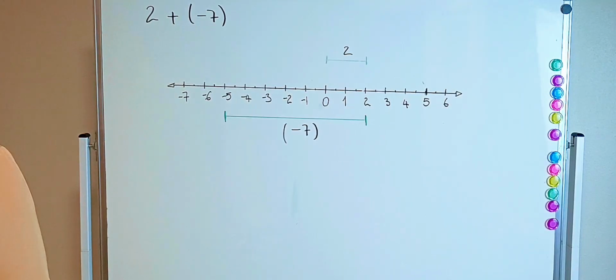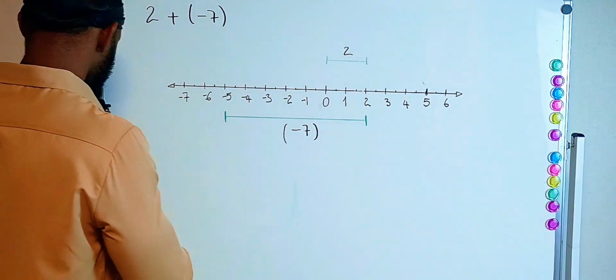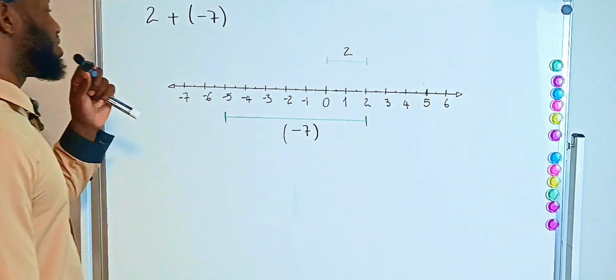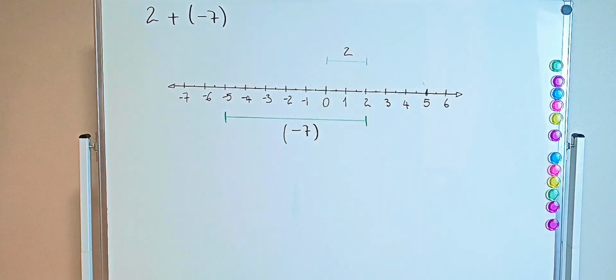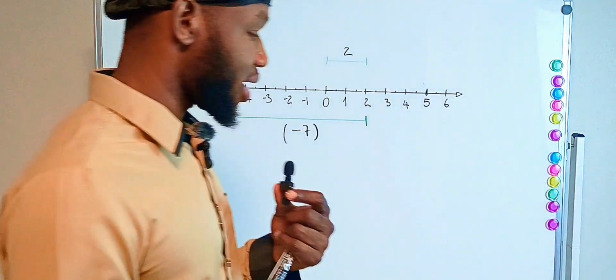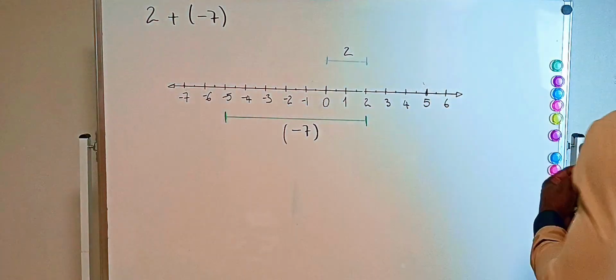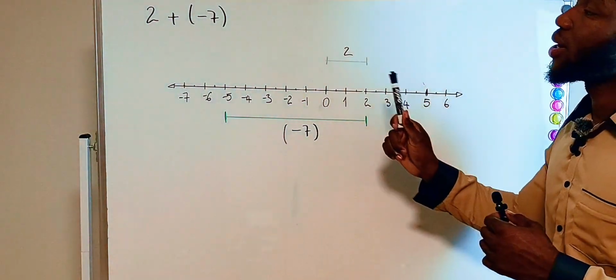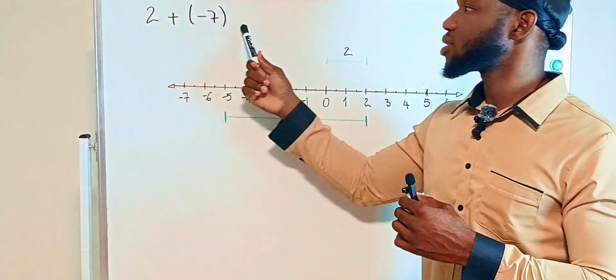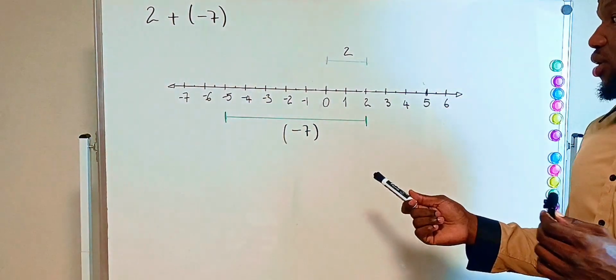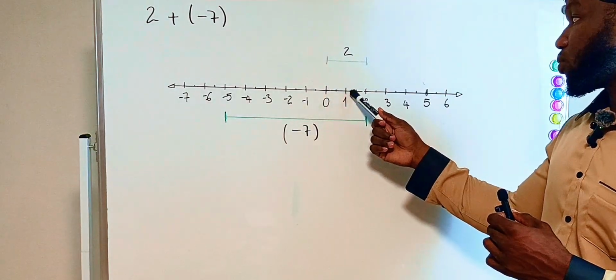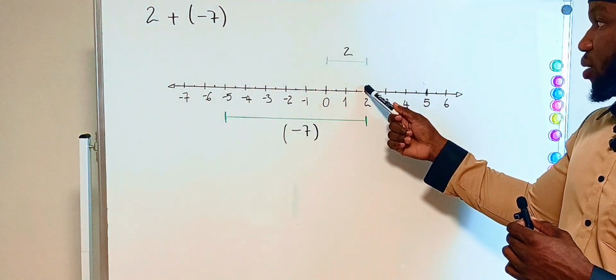Let's say right now we got two numbers, but they got different signs this time. So what are we gonna do? We still got the number line. We gotta add 2 plus -7. Let's go. From 0 we start: 0, 1, 2, and we start at 2.